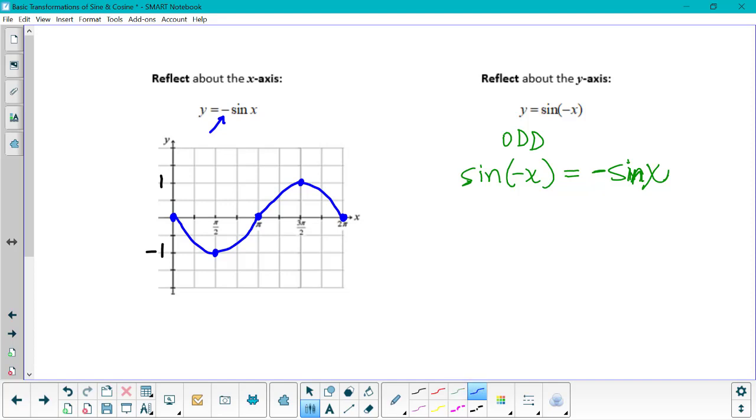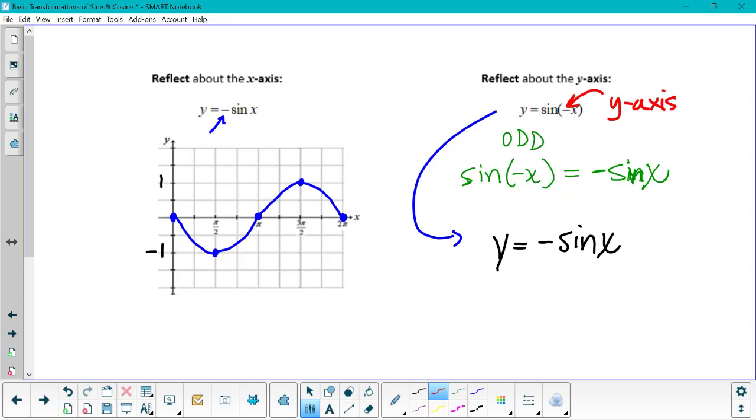So I can rewrite this function as y equals the opposite of sine x, and what would have been a reflect about the y-axis can be rewritten as now a reflect about the x-axis. So we rewrite it, and then we know what the graph looks like, or we can do a reflection about the x-axis. So that's it. That's the 5 different transformations that we do. You've seen them with the sine function.